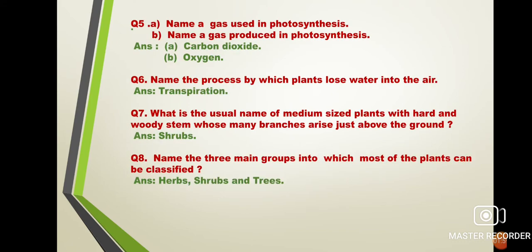Next, question number 5. Name a gas used in photosynthesis. Which gas is used in photosynthesis? Carbon dioxide. Plants take carbon dioxide from the air by what? By the small pores which are present on the surface of the leaf, that is stomata. Okay, basically what is the function of this stomata? The stomata help in the exchange of gases.